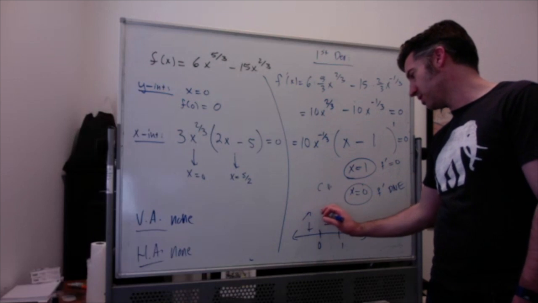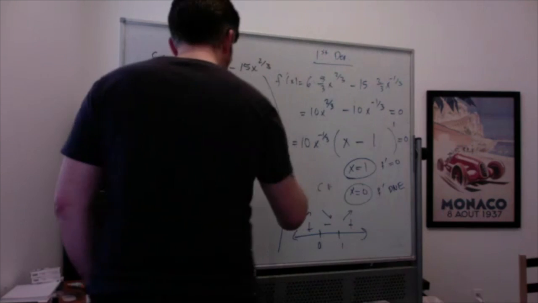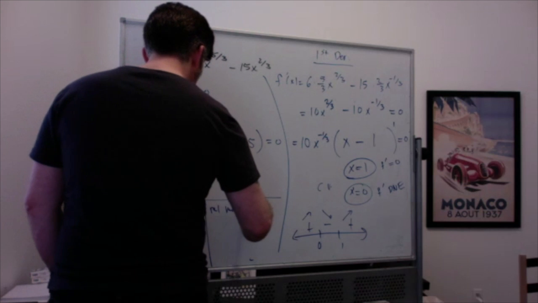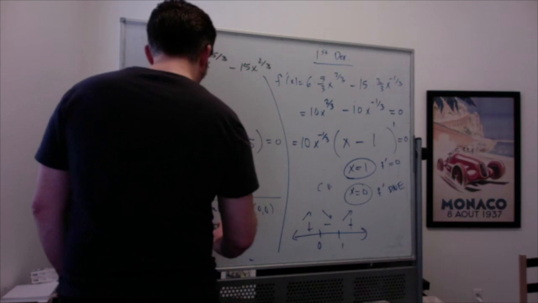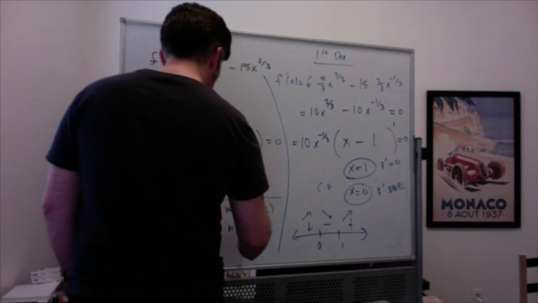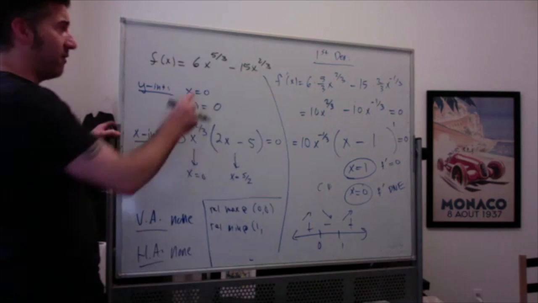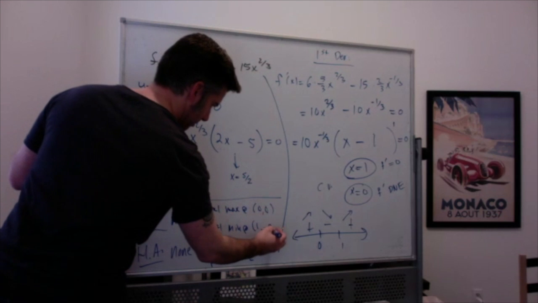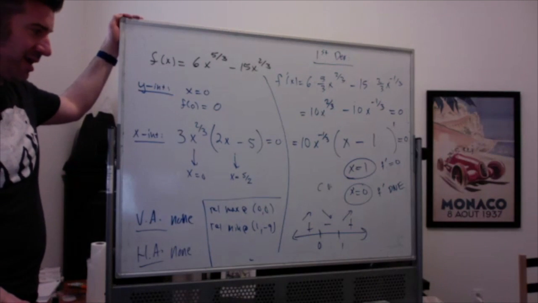So we're increasing, decreasing, increasing. So it looks like we have a relative maximum at 0, 0. We have a relative minimum at 1 comma f of 1, and f of 1 is 6 minus 15, which is negative 9. Right? Let's maybe start graphing it.